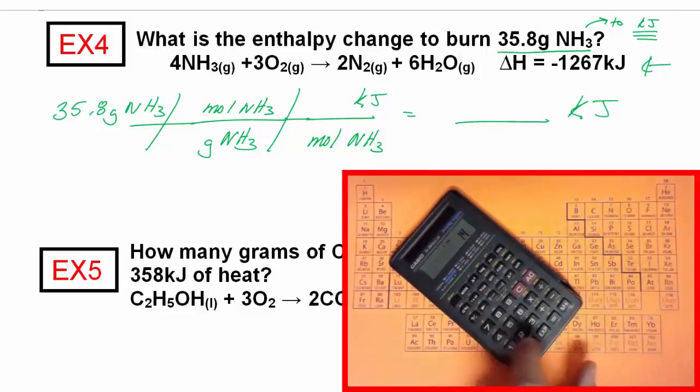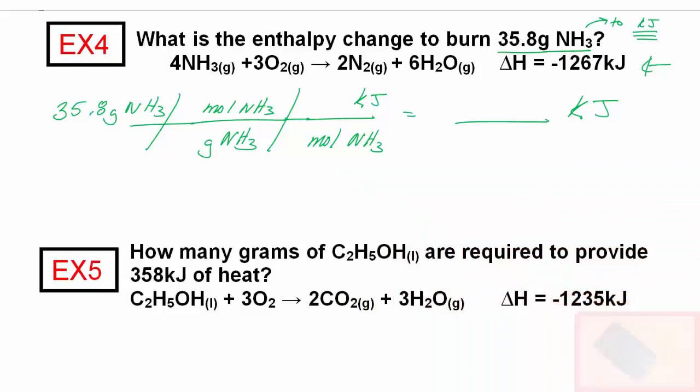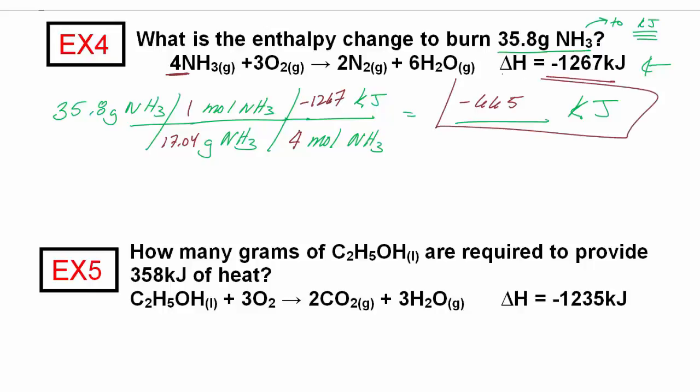Nitrogen is about 14.01 plus 3 hydrogens, 3.03, about 17.04 a mole of ammonia. We have 4 moles of ammonia for every negative 1267 kilojoules, but a negative 665 kilojoules. So 35.8 grams of ammonia reacts, 665 kilojoules of heat's given off.